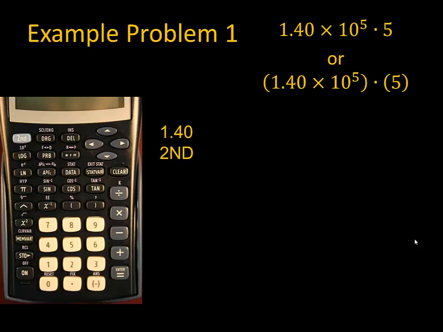1.40, second, EE, 5. Now we're done entering the first number, but the calculator doesn't know that yet. We might be adding a second digit to the exponent, but as soon as we hit an operation key, the calculator will know we're done entering the number. So the next keystroke is the times button. Now that first number will be stored in the calculator, and the calculator is ready for the next number, which is just a 5.